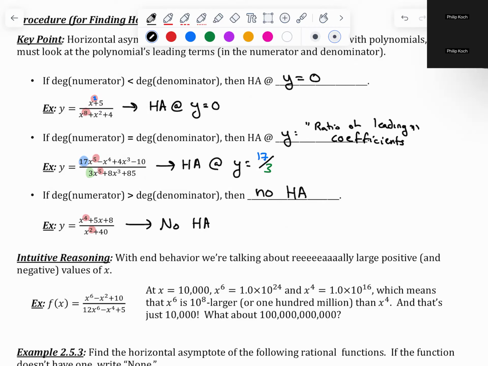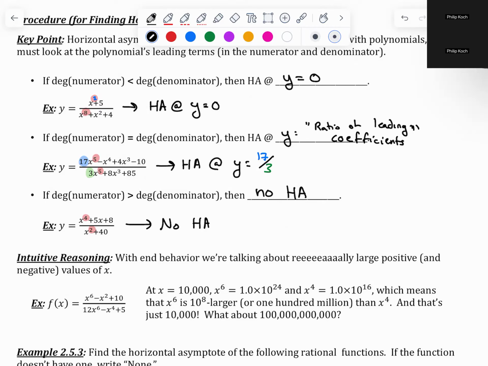So if we just look at a small number compared to infinity, 10,000, right? X to the 6th, the leading term here, is approximately 10 to the 24th. It's a very, very large number. And x to the 4th, or x squared here in the numerator, that one doesn't matter. So x to the 4th is 10 to the 16th, meaning that x to the 6th is 10 to the 8th times larger, or 100 million times larger than x to the 2nd power.